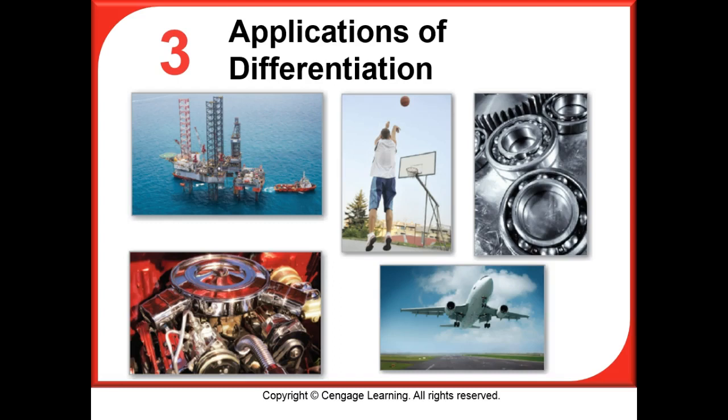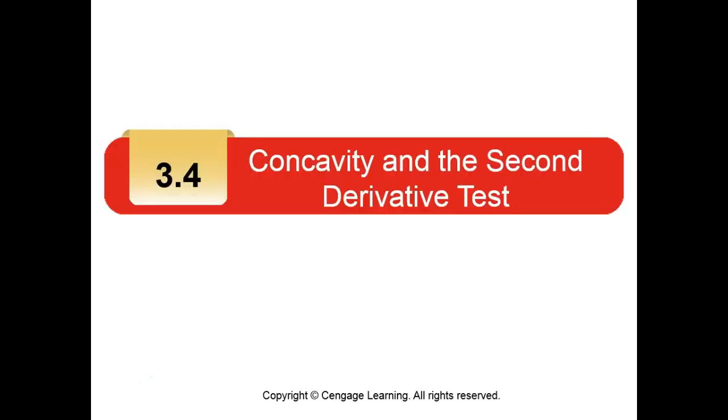Okay. Chapter 3, application of differentiation. We just had the guy shooting the basketball. 3.4 is dealing with concavity and the second derivative test. What does the first derivative tell you about a function? Slope. Okay, it tells you about the slope. And what is that telling you? It's telling you how the function is changing with respect to the independent variable.